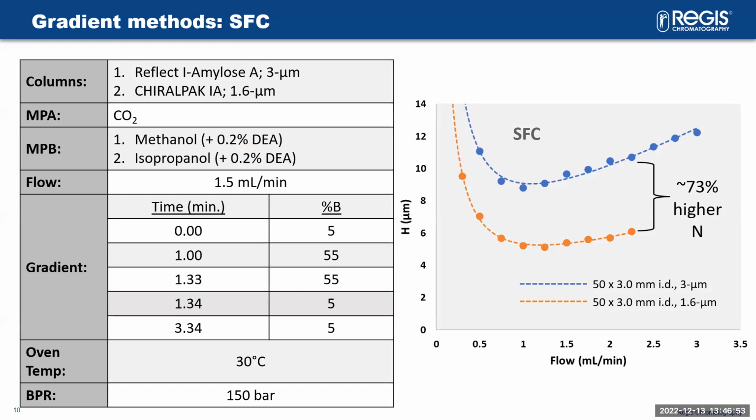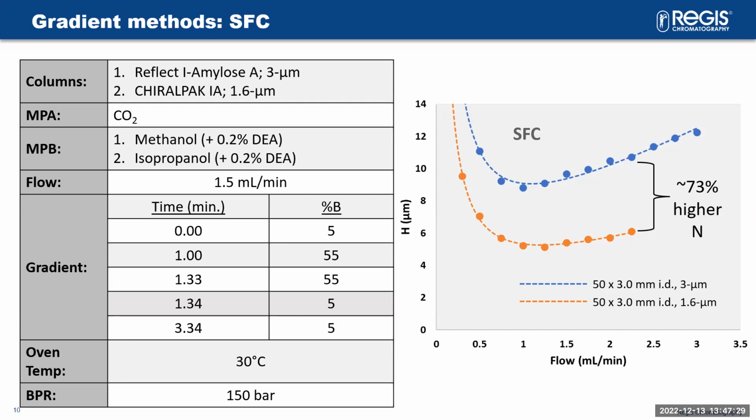Now, we also did comparisons in SFC mode, the advantages of SFC. Paul talked about them in the previous talk. In this case, we used a different 1.6 micron column, not the one that had seen the deteriorated performance in HPLC. And the new column actually gave us about 70% higher efficiency than the 3 micron column. So this is much closer to what theory would predict, although not quite exactly as much improvement. But this 70% higher efficiency should translate to about a 30% higher resolution value.